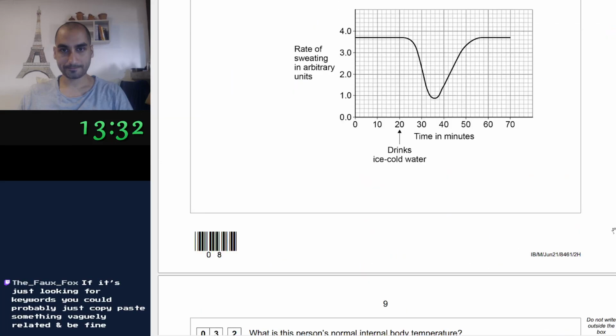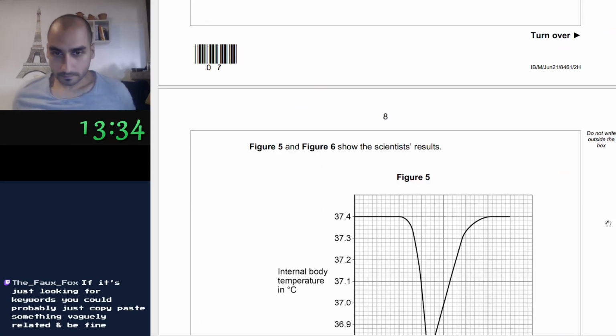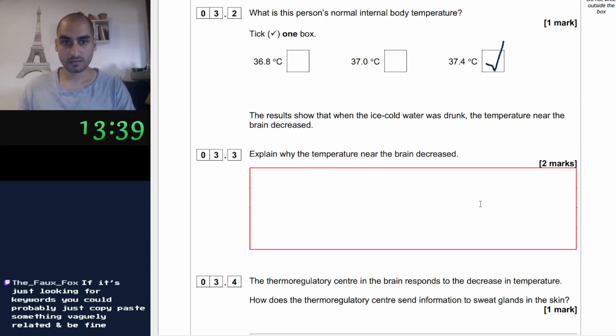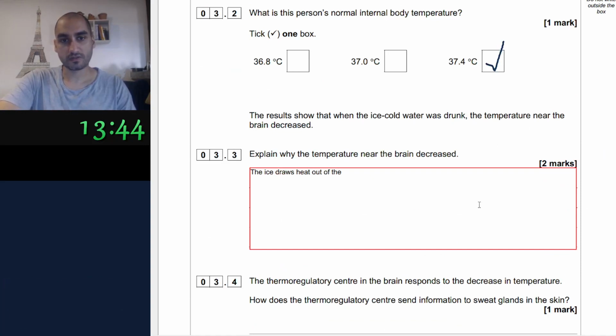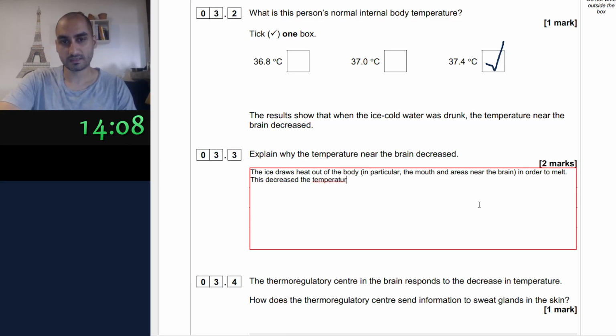Explain why the temperature near the brain decreased. Because the ice literally draws heat out of your body, doesn't it? Ice draws heat out of the body, in particular the mouth and areas near the brain, in order to melt. This decreases the temperature. It's just as simple as that, isn't it?